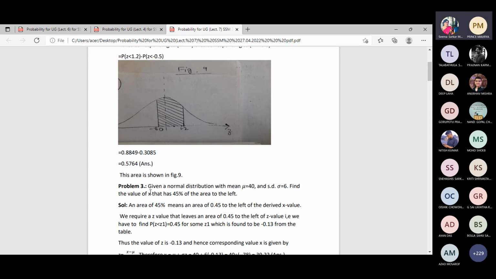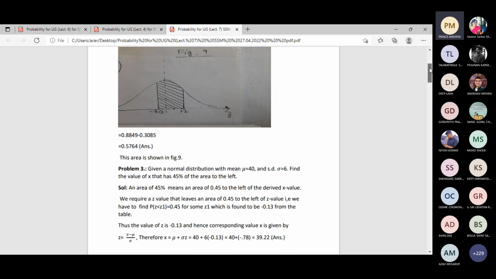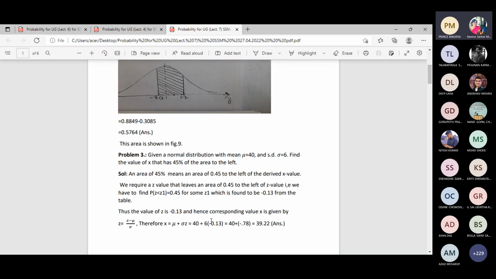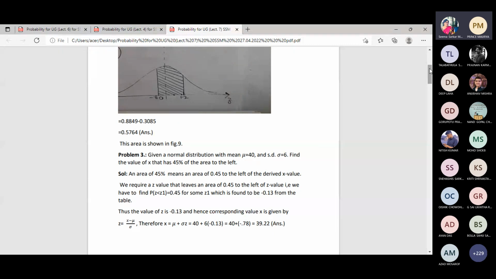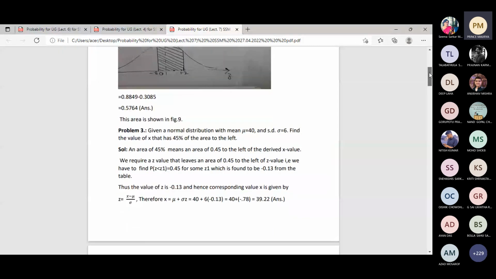Okay, so this was the problem which I have solved. Given a normal distribution with mean mu equal to 40 and standard deviation equal to 6, you have to find the value of x that has 45% of the area to the left. That I have solved. Yes, ma'am, it is clear. Okay, now let us consider the next one.